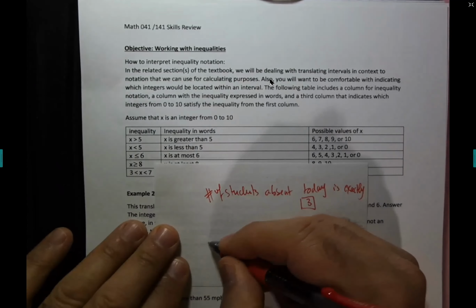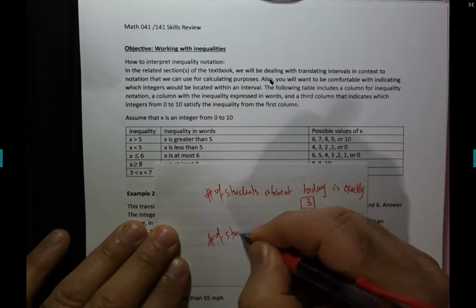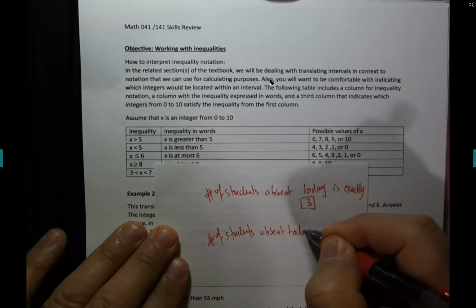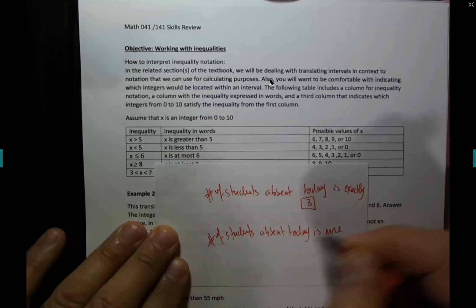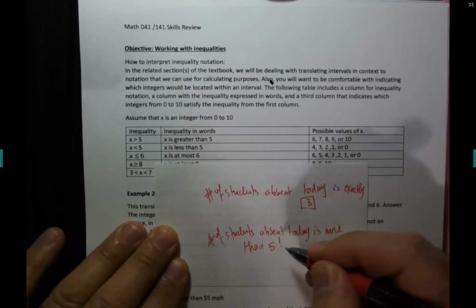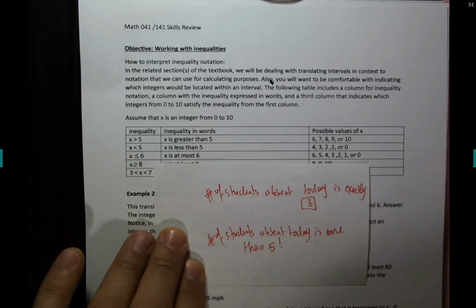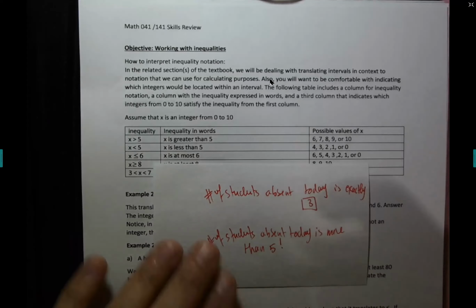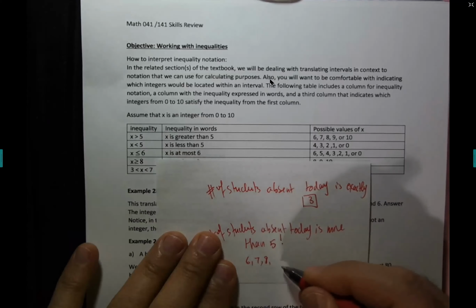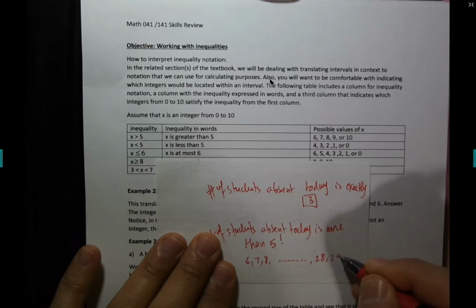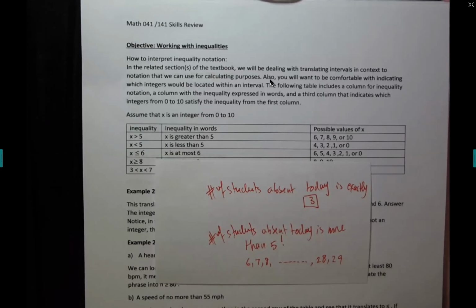What about if I say the number of students absent today is more than 5? And I have 29 students on my roster. What could it be? 6, 7, 8, all the way to what? 29. Exactly. Very good. That's what more than means.